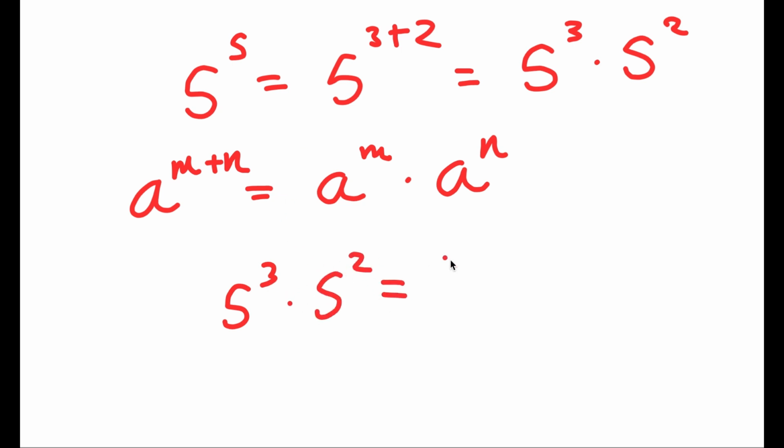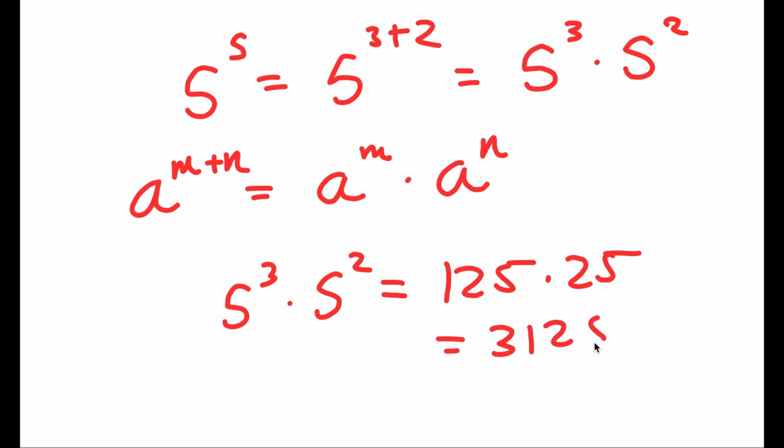And 5 to the power of 3 times 5 to the power of 2. Well, 5 to the power of 3 is 125, and 5 to the power of 2 is 25. So I have 125 times 25, which is equal to 3,125.